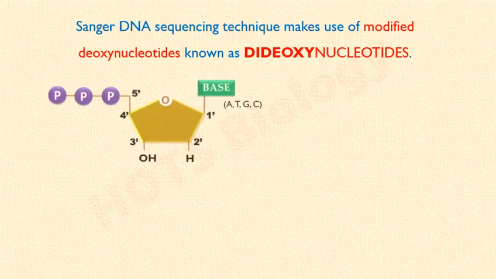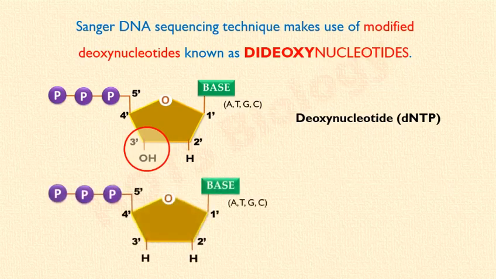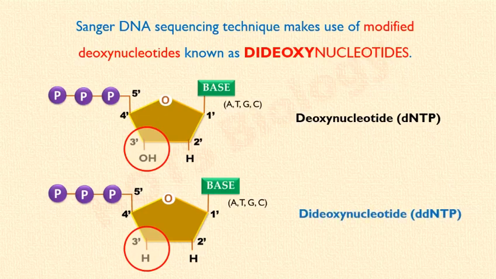Look at this image. This is a basic chemical structure of a deoxynucleotide. Here, you can see that, at the 3' position of sugar, a hydroxyl group is present. This is the 3' hydroxyl group which participates in phosphodiester bond formation during DNA synthesis. Now, look at this image. Here, the hydroxyl group is absent at the 3' position of the sugar. Instead, there is a 3' hydrogen. This is a dideoxynucleotide.